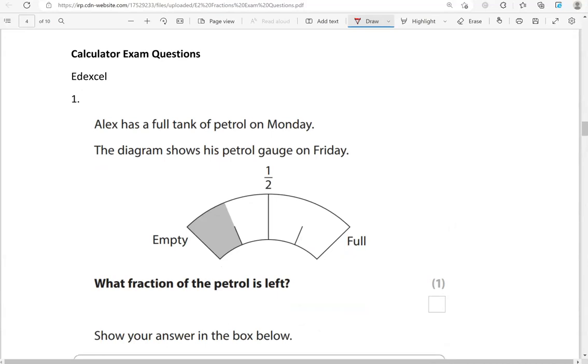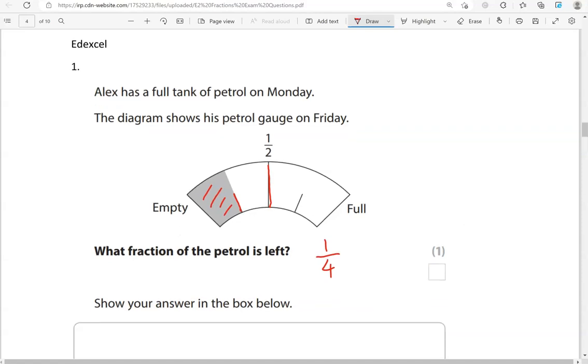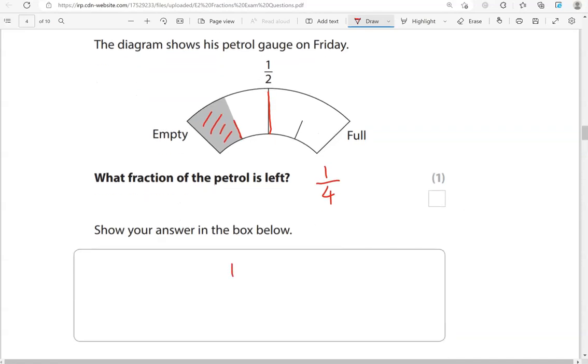We now move into calculated questions. Alex has a full tank of petrol on Monday. The diagram shows his petrol gauge on Friday. What fraction of the petrol is left? So we have full, here is half. This is half of half, which is a quarter. A quarter is left. So we'll write that here.